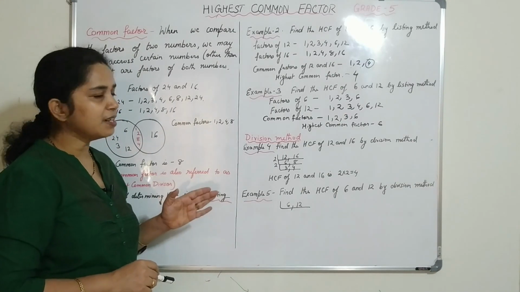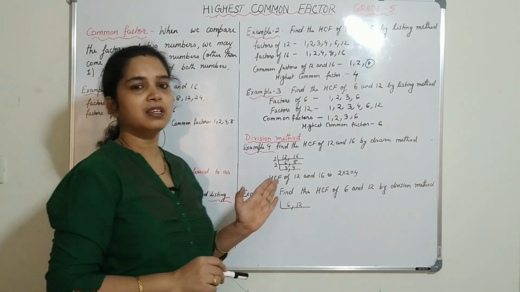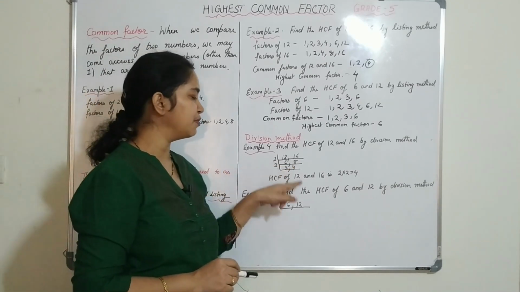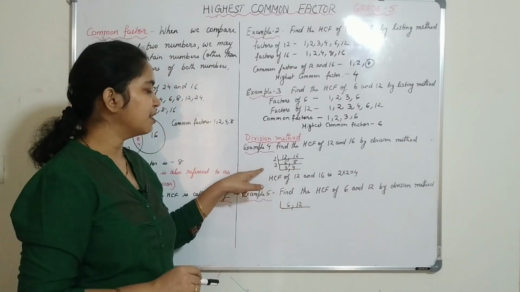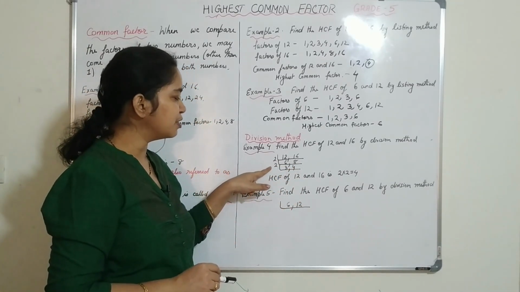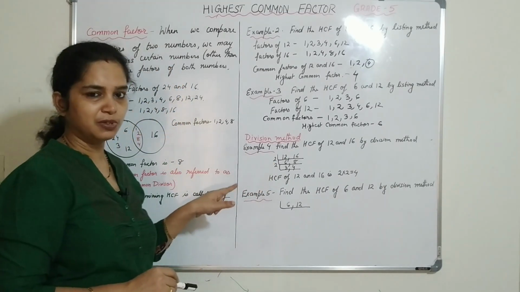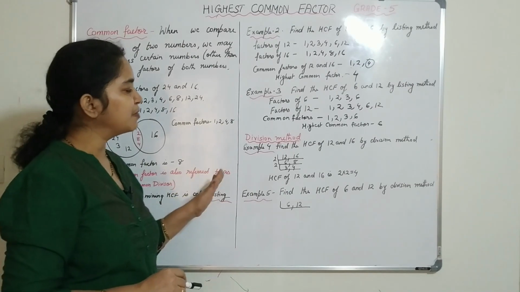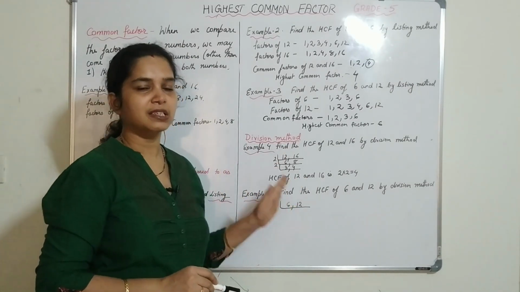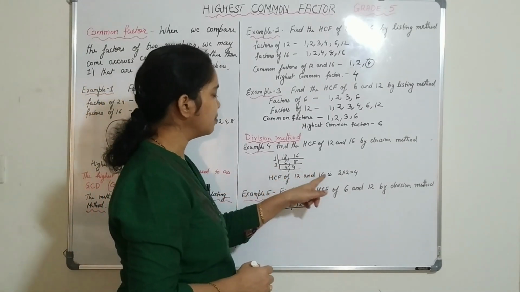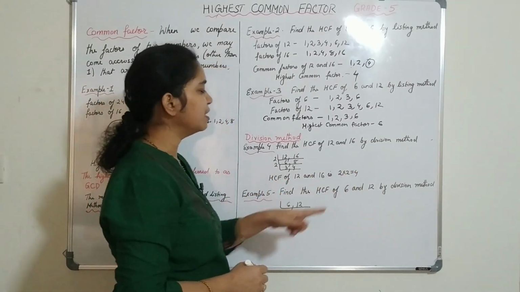After that no common number can divide 3 and 4, so we can leave it. And after that you can see the divisors are 2 and 2. 2 into 2, that is 4, is common between the two numbers, and it is the highest common factor. So the highest common factor is 2 into 2, that is 4.